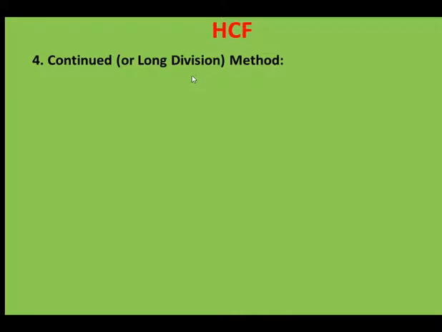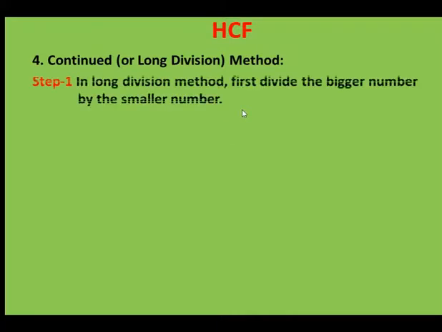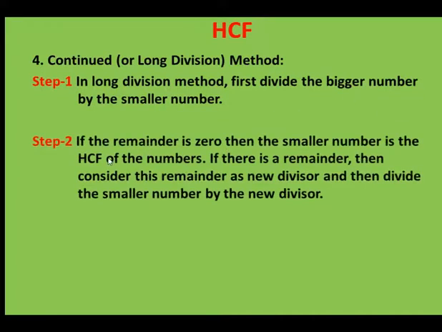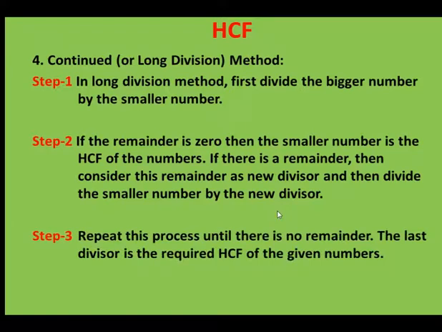Then we have the continued division, or long division, method. In the long division method, first divide the bigger number by the smaller number. In the second step, if the remainder is 0, then the smaller number is the HCF. If there is a remainder, then consider this remainder as the new divisor and divide the smaller number by the new divisor. In the third step, repeat this process until there is no remainder. The last divisor is the required HCF of the given numbers. When the remainder is 0, the last divisor will be our HCF.